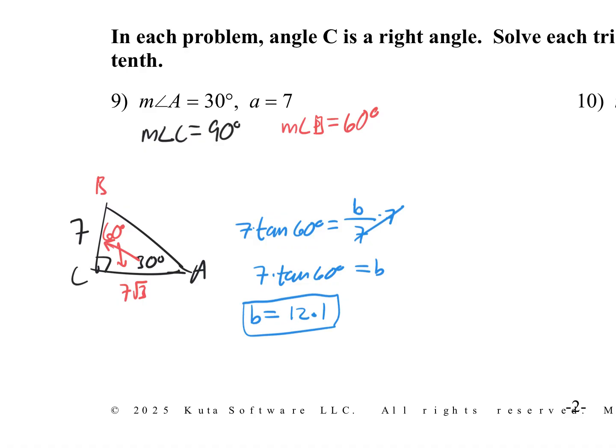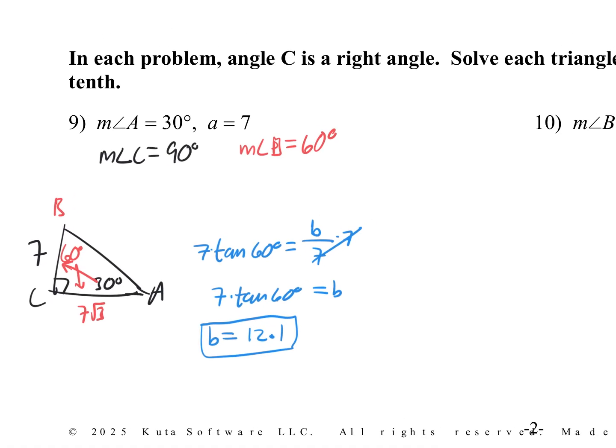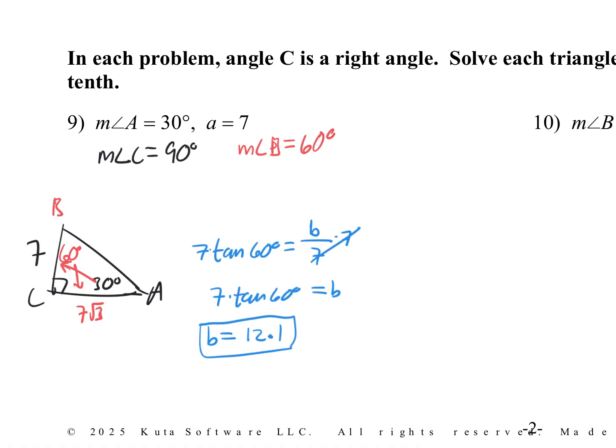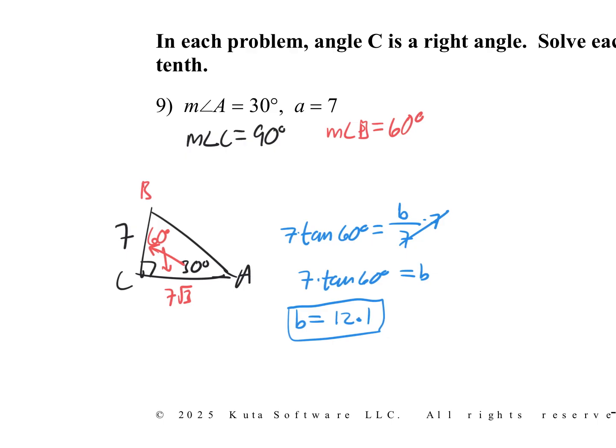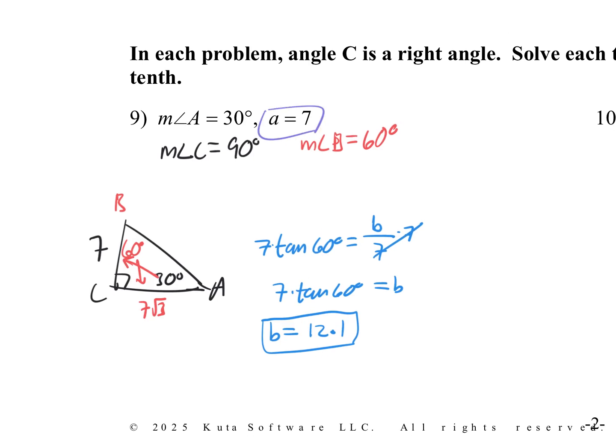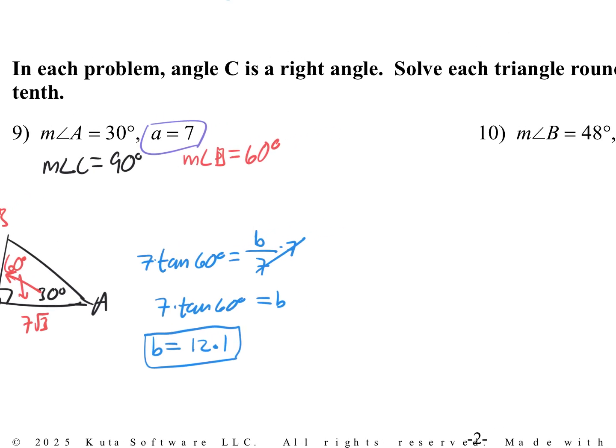Now to find my missing side, I can do one of two things. I could use another trig ratio, or I can use the Pythagorean theorem now that I have A and B. So I'm going to try the Pythagorean theorem, right? Maybe some of you are more familiar with that. So I want to use A squared plus B squared equals C squared, which is going to get me 7 squared plus 12.1 squared. So that's going to get me 49. Let's see what 12.1 squared is.